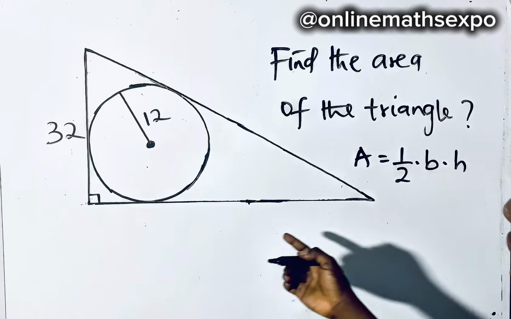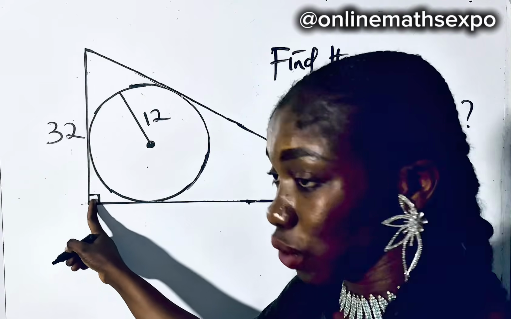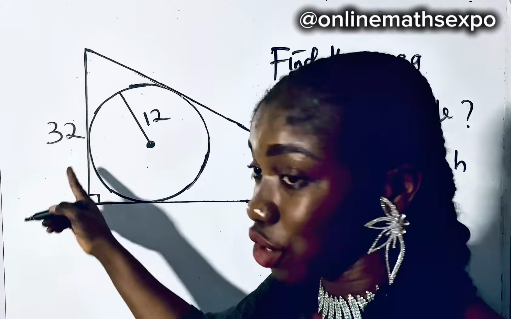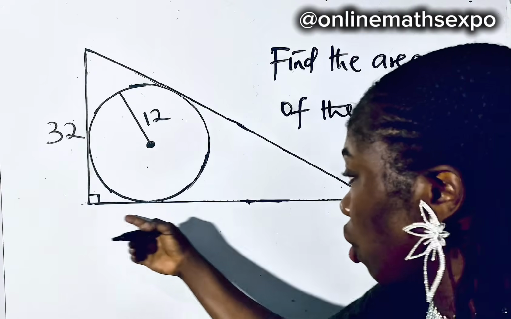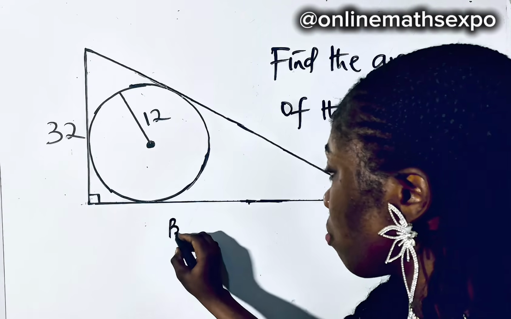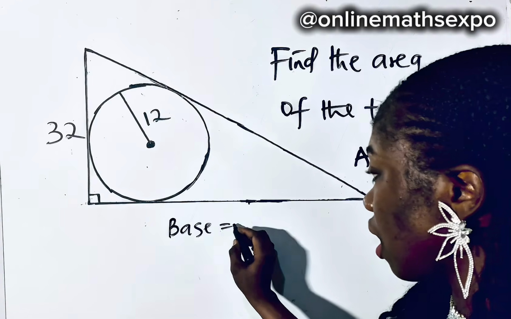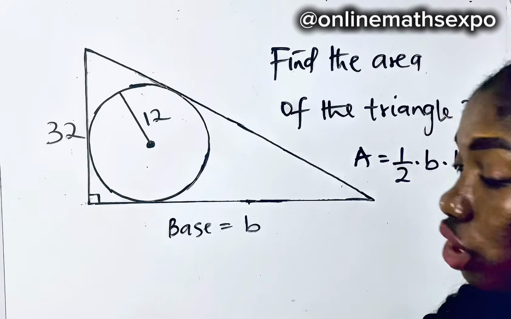Now if you go back, this is the height because it has a right angle here. So this becomes the height of the triangle, and this becomes the base. And if this is the base, do we know this? Let's say that this base is P. Do we know this base?